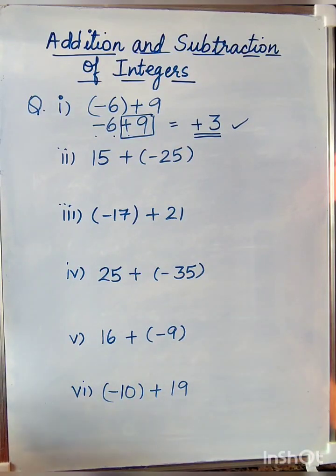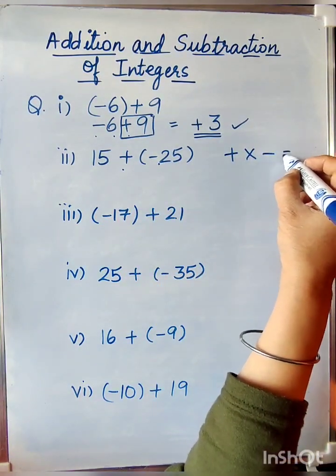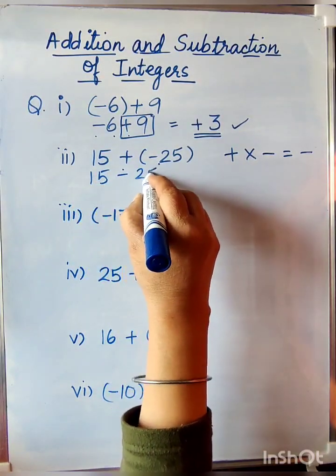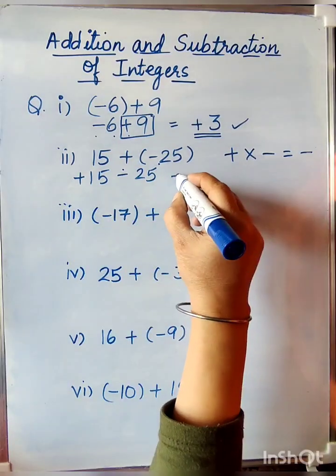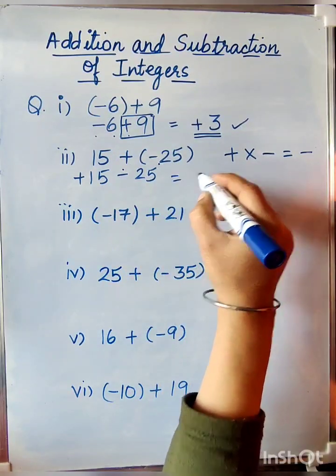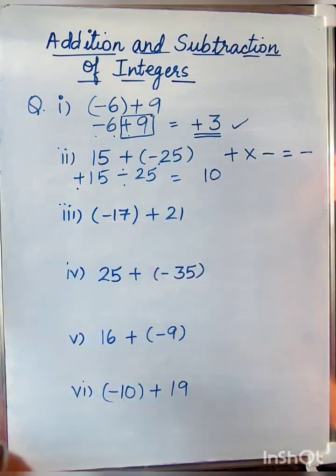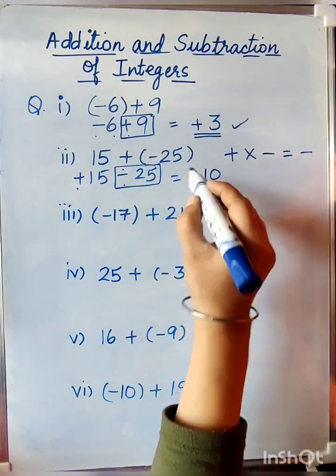Now in the second one, 15 plus minus 25. So plus minus, opposite sign, plus into minus gives you a minus. Therefore this is equal to 15 minus 25. Now this is plus 15 and minus 25. Again what we will do, we will subtract the numbers. So 25 and 15 will be subtracted because they have different signs. So the answer will be 10, but we will place the sign of the bigger number. Here the bigger number is 25, that is with a minus sign. Therefore the answer will be minus 10.